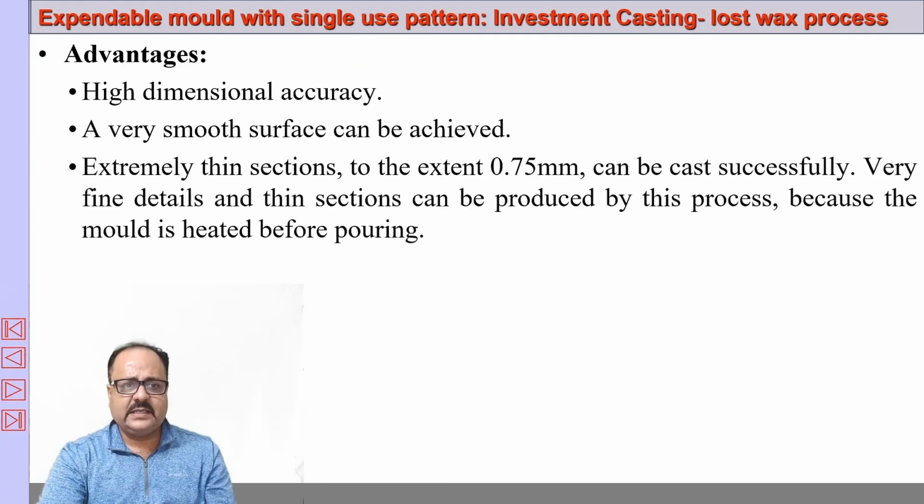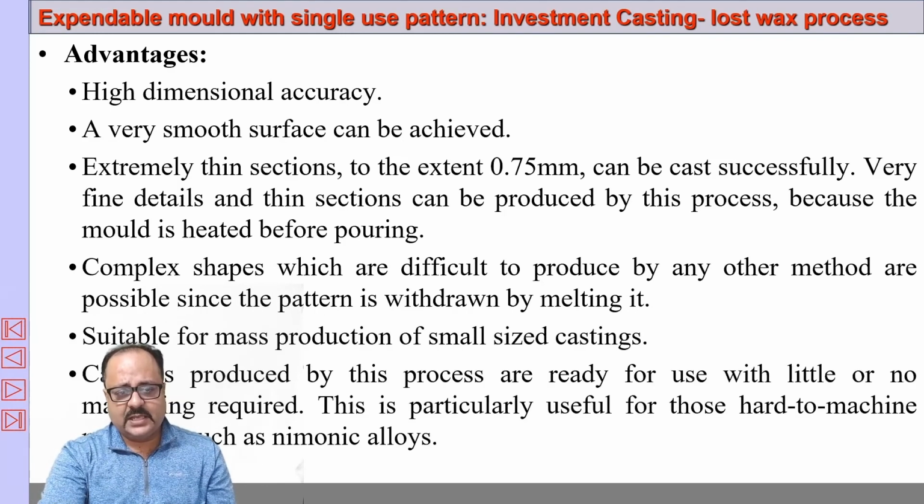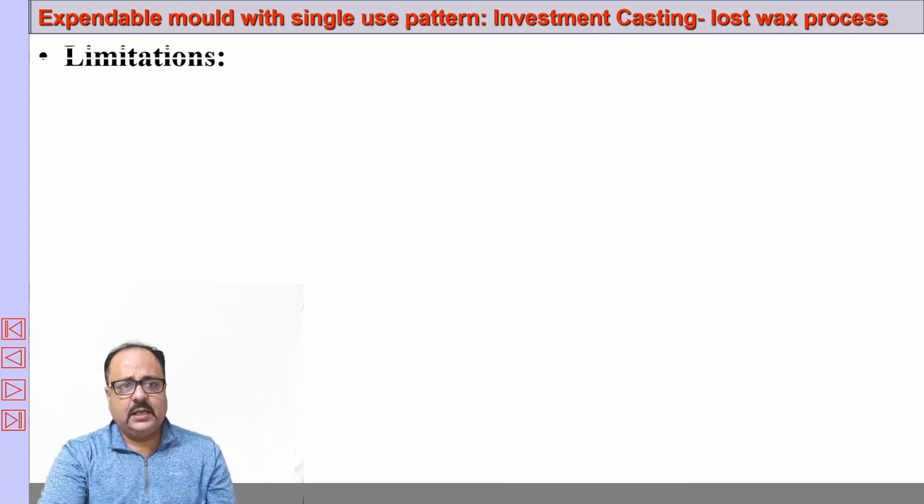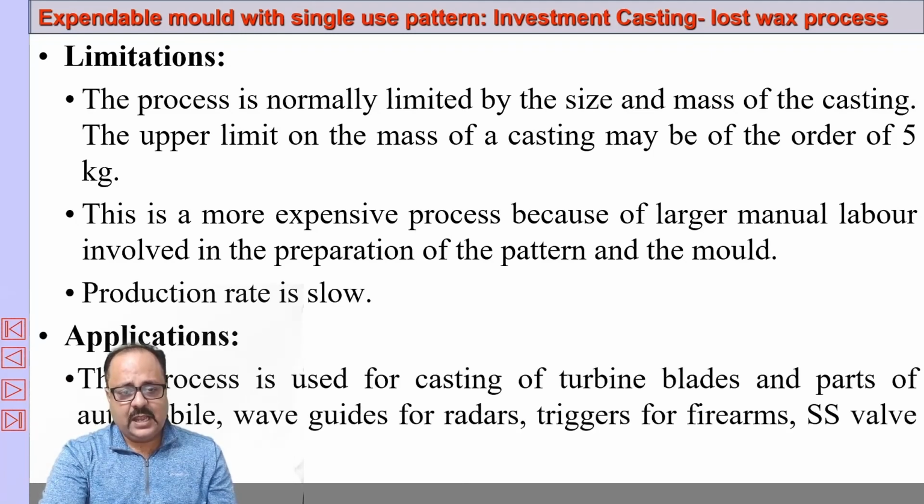So what are the advantages? High dimensional accuracy, very smooth surface can be achieved. Extremely thin sections to the extent of 0.7 mm can be cast successfully. Complex shapes, as I have said, suitable for mass production, can be automated. Limitations: the process is normally limited in size. More expensive because you are using ceramic material, production rate is slow. Applications: turbine blades, parts of automobiles, waveguides, radars, triggers of firearms, stainless steel valve bodies, etc.